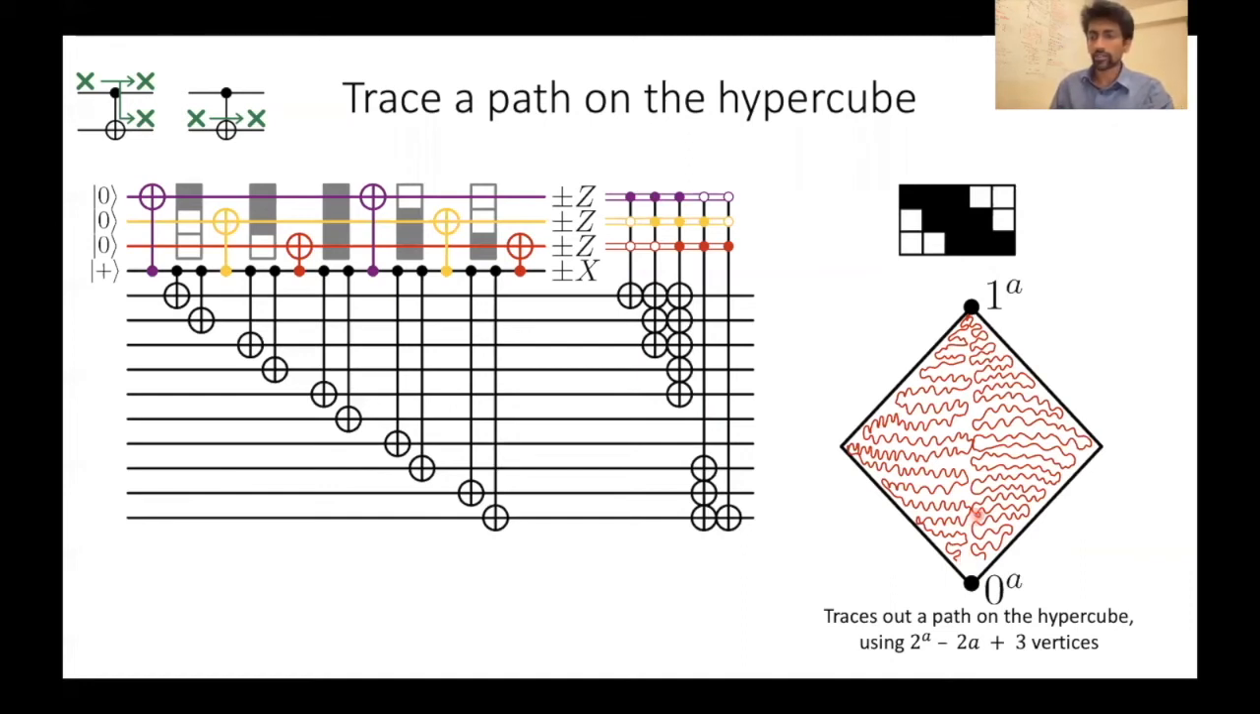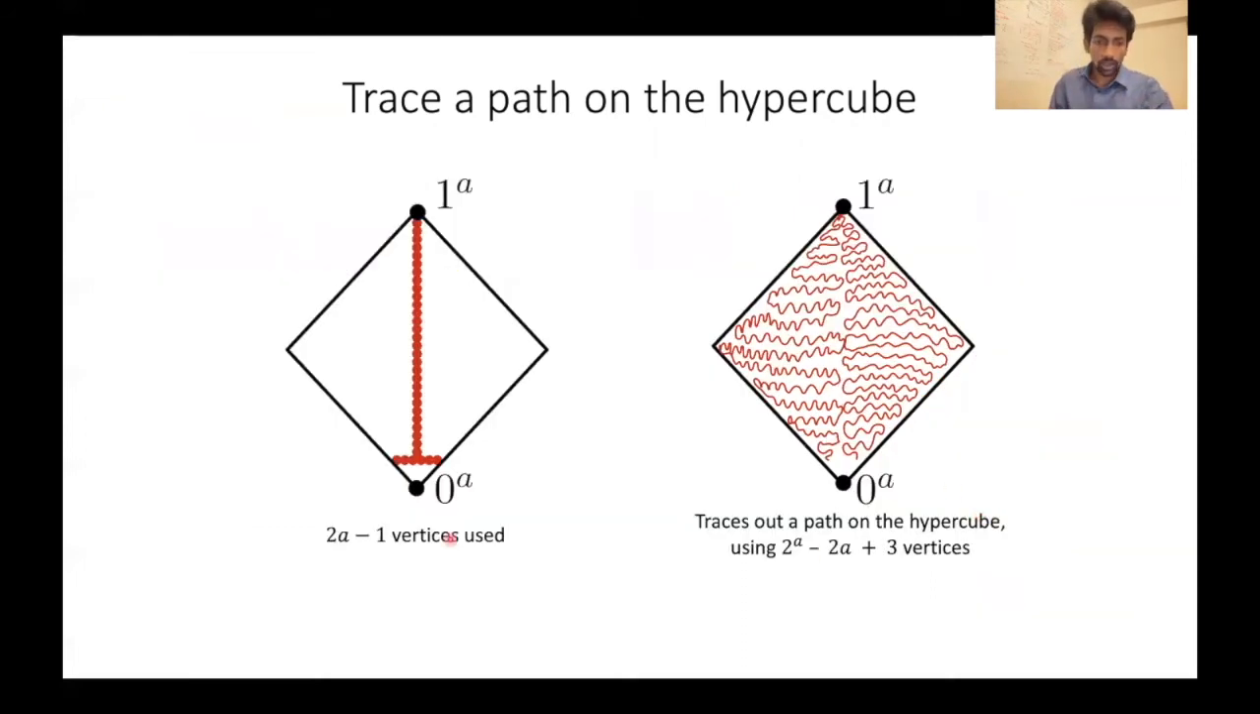So let's compare the compressed DiVincenzo-Alfieri method to our method. In the compressed DiVincenzo-Alfieri method, only 2a minus 1 vertices are used, which is linear in the number of flag ancillas. But in our method, we use 2 to the a minus 2a plus 3 vertices, which is exponential in the number of flag qubits used. So that's where we get the exponential improvement in qubit overhead.